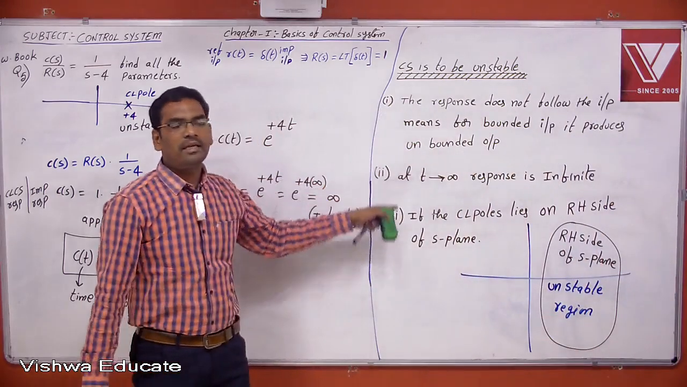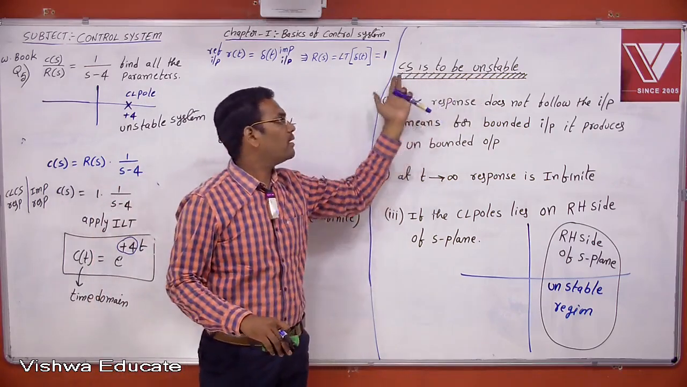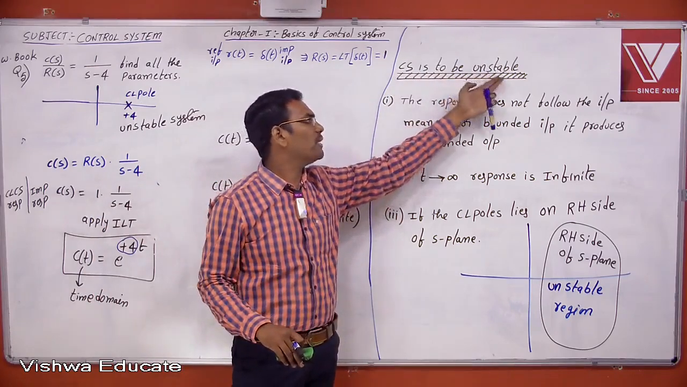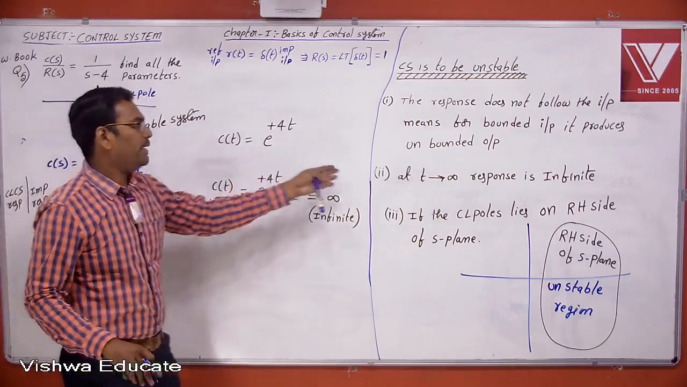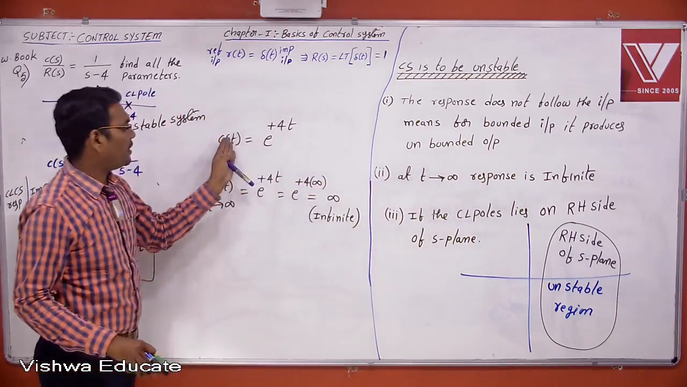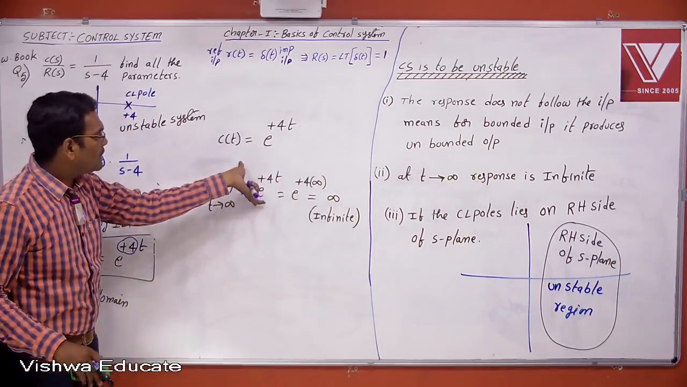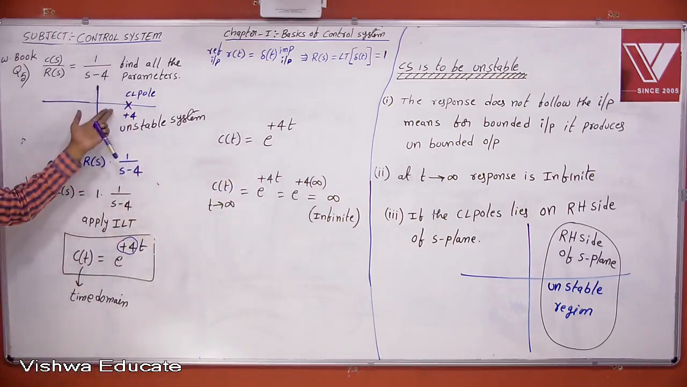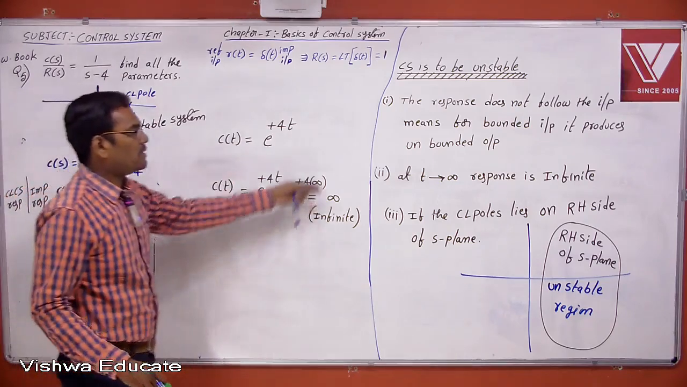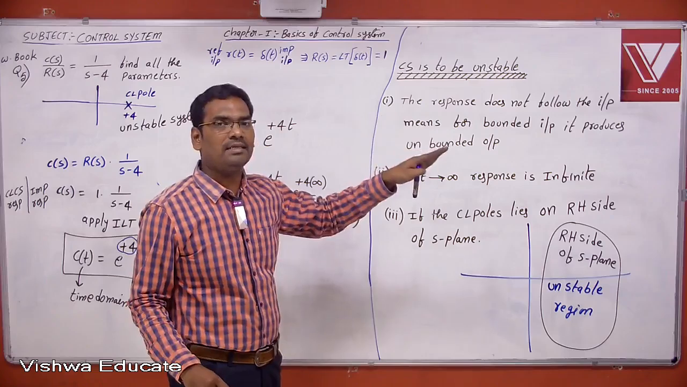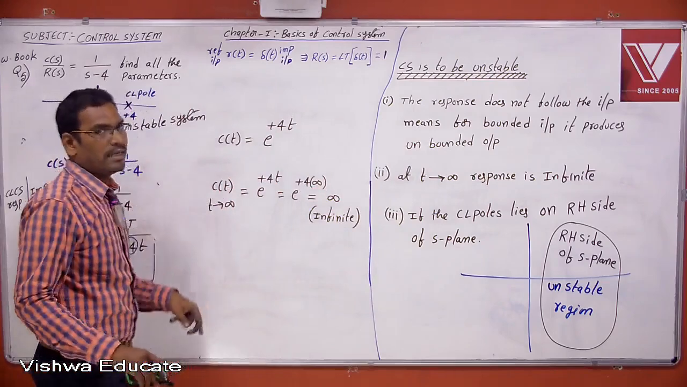Therefore, these are the 3 points which previously we said for a closed loop control system to be stable. In the same manner, these 3 are the important points for a control system to be unstable. And here also we can cross check: at t tends to infinity the response is infinite. Yes, in the previous problem at t tends to infinity the response is infinite, therefore the system is unstable. And in the same problem, your pole is on the right hand side of the S plane, therefore the system is unstable. Therefore, these are the 3 important points for the system to be unstable, and previously we saw the 3 important points for the system to be stable.